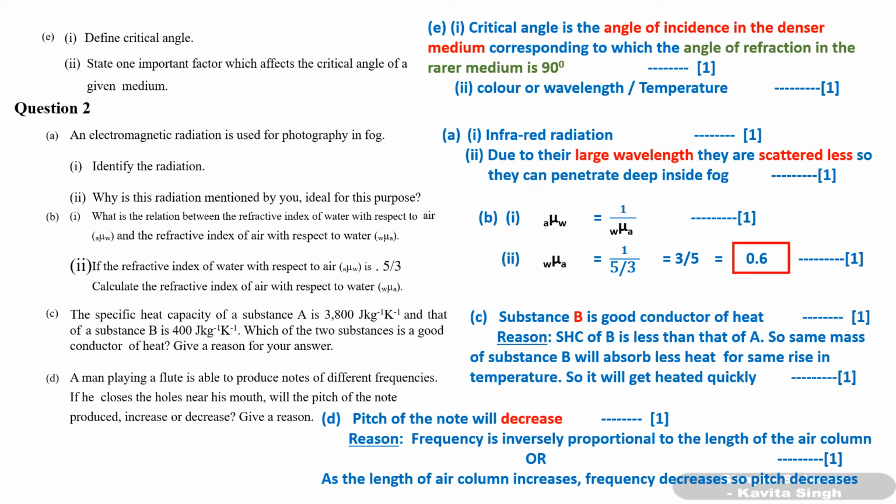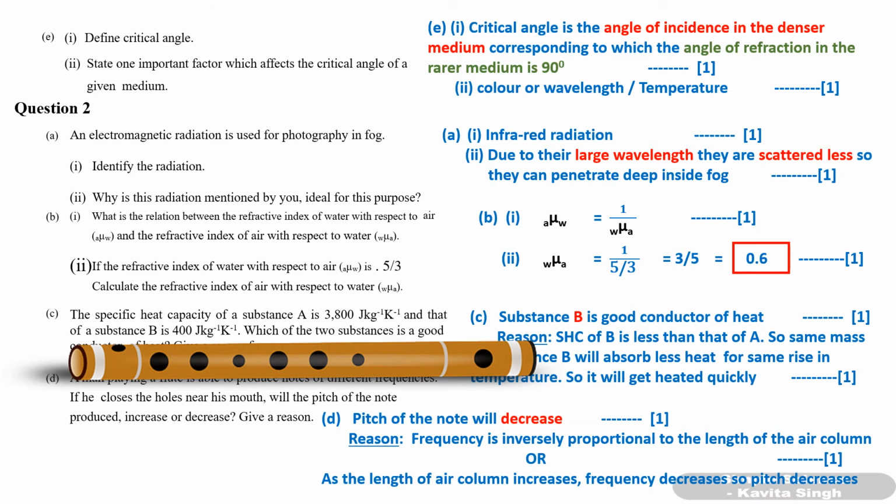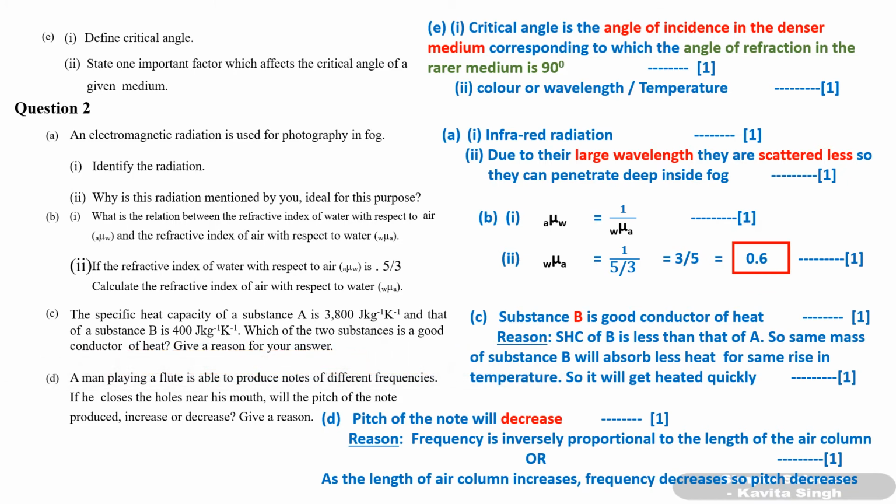So the pitch decreases. Now how it happens, I will show you. This is the flute and this is the length between first hole and mouth where the air is blown. So this is the length. Now if you close the first hole, then the length of the vibrating air column will increase, and frequency is inversely proportional to length of the air column. So if length increases, frequency will decrease.